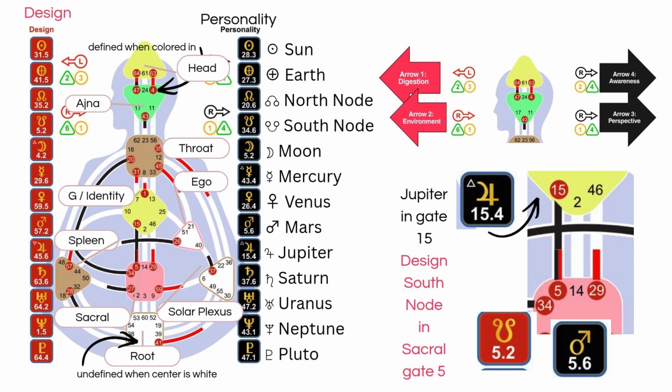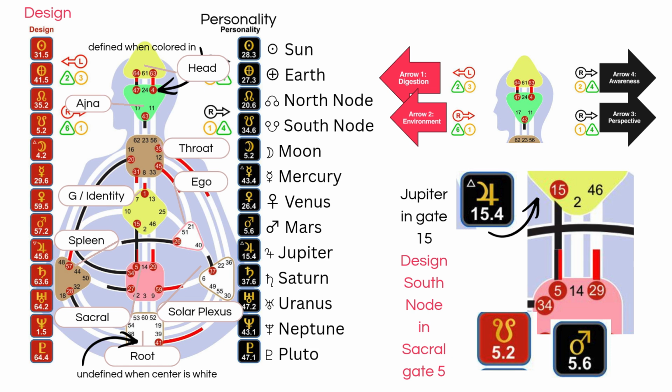If there's a planet, such as Jupiter in gate 15, connected to a planet on the other side of what is referred to as a channel, such as the design south node in gate 5, then the channel is defined and the two centers are defined.